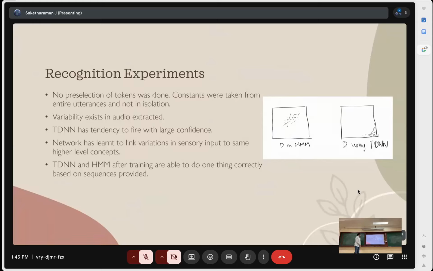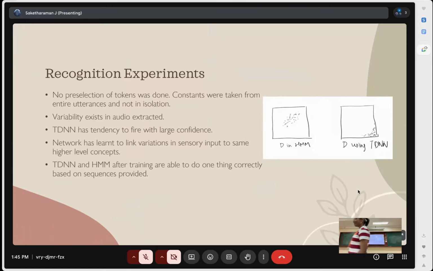So in the recognition experiments, no pre-selection of tokens was done. Constants were taken from entire occurrences and not in isolation. Basically, the audio input that was given as a sample was not selected based on anything. It was a random audio input which had a variety of audios. The variability exists in audio because of the context and from where it was taken.